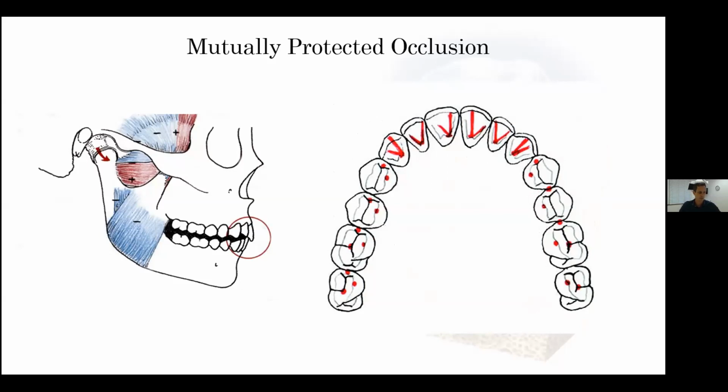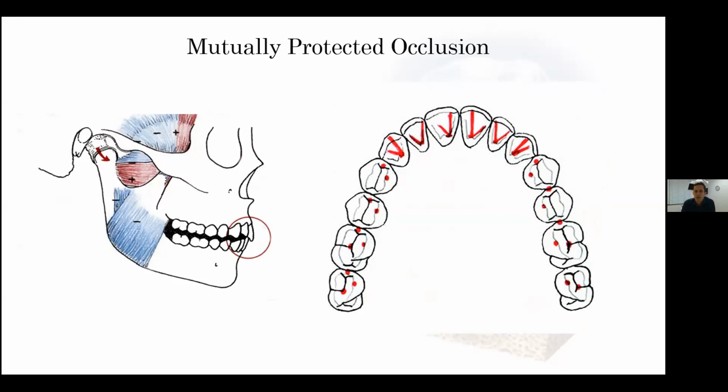Now we have dots at the back because we have small contact surface areas. We have a cusp tip to fossa contact, and we have no lines because the moment you go out of centric relation and into any excursive movement, the back teeth separate. There are no contacts during excursive movements.